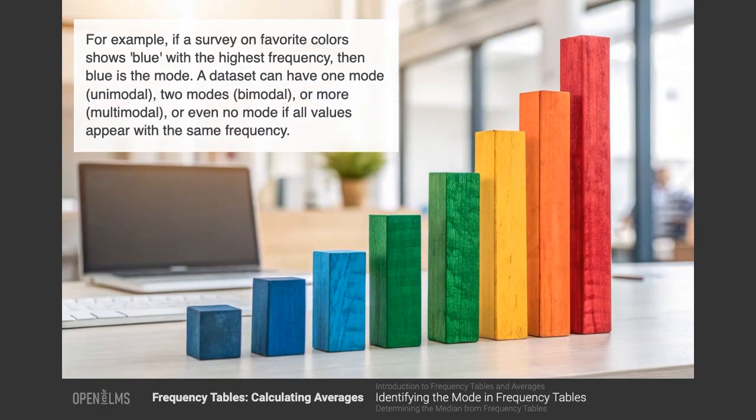For example, if a survey on favorite colors shows blue with the highest frequency, then blue is the mode. A dataset can have one mode, unimodal, two modes, bimodal, or more, multimodal, or even no mode if all values appear with the same frequency.